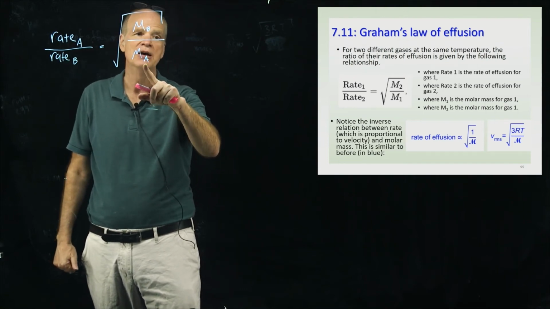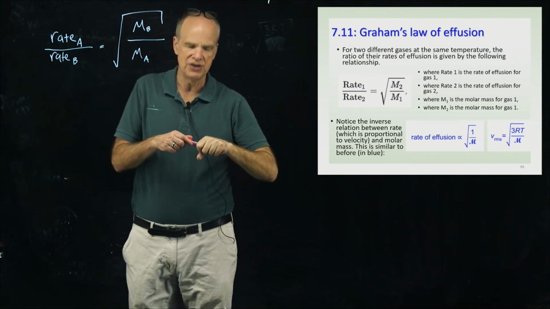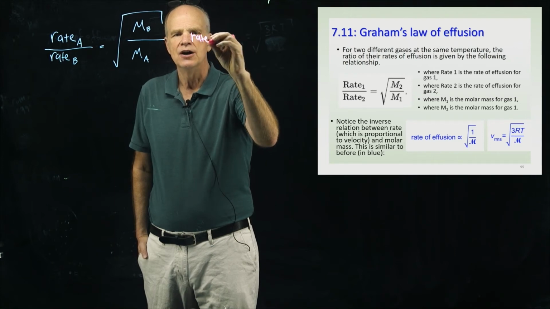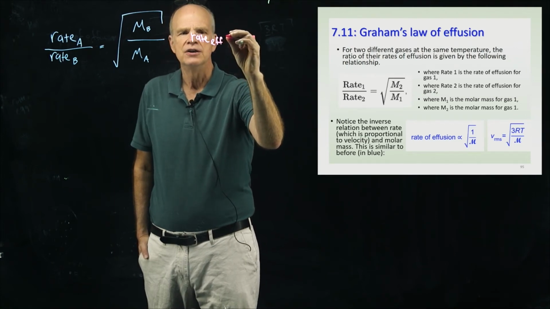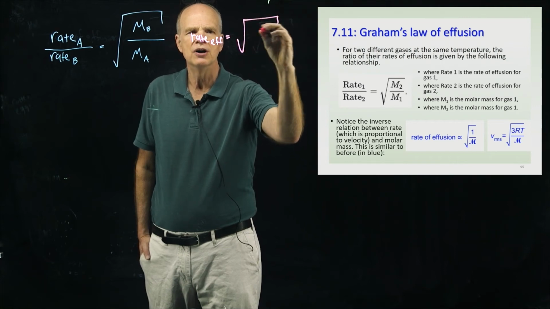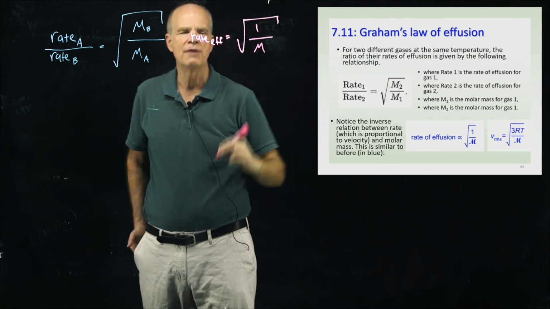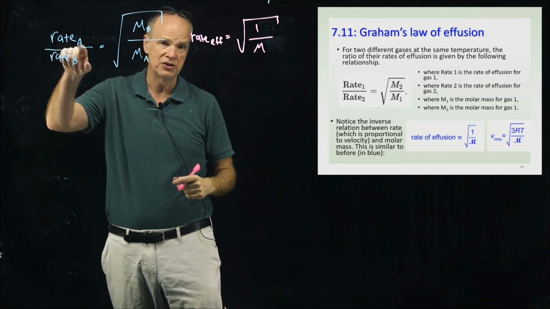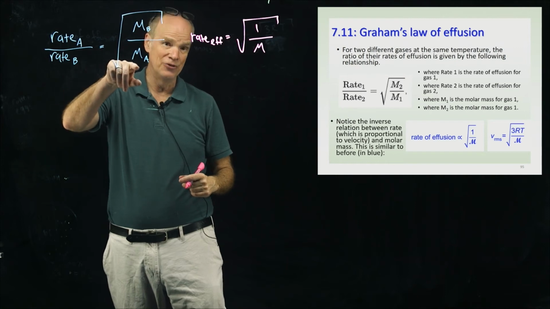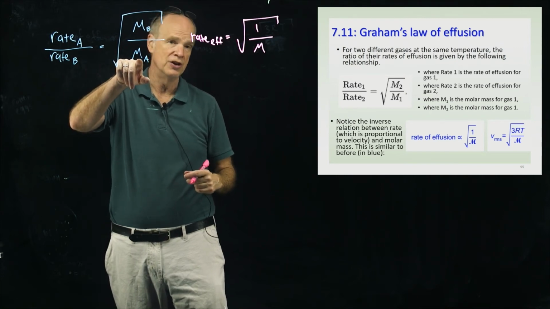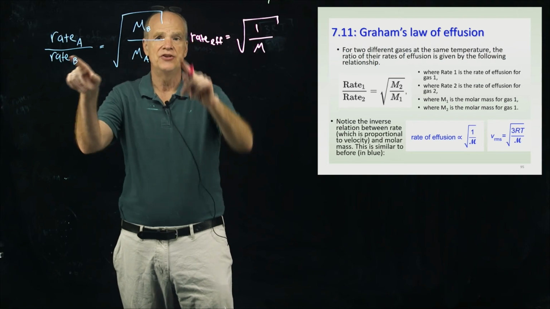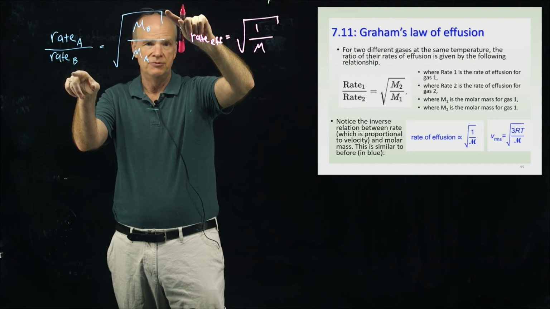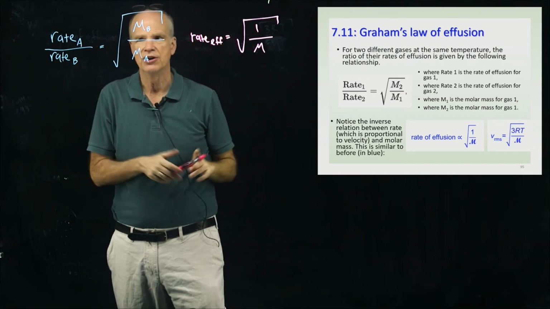So notice the flip. That makes sense because we saw in general that the rate of effusion is going to be proportional to the square root of 1 over the molar mass. And so we would expect that the rate of effusion of a particular gas A is going to be inversely proportional to the square root of the molar mass of that gas A. And the same thing is true here with B. It's just that now they're taking different locations in the numerator and denominator.